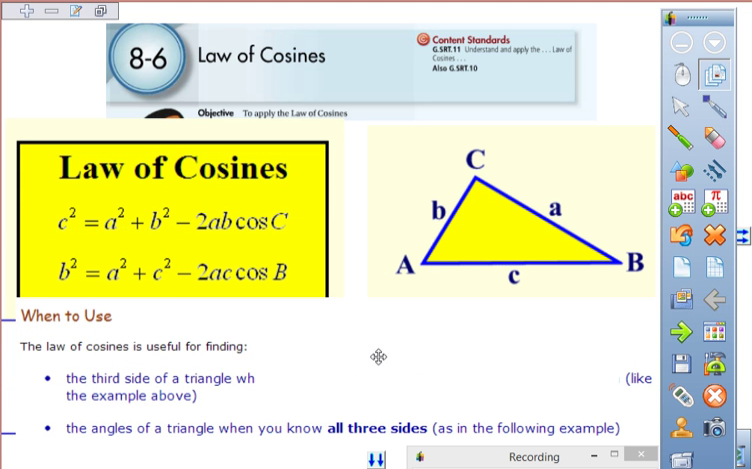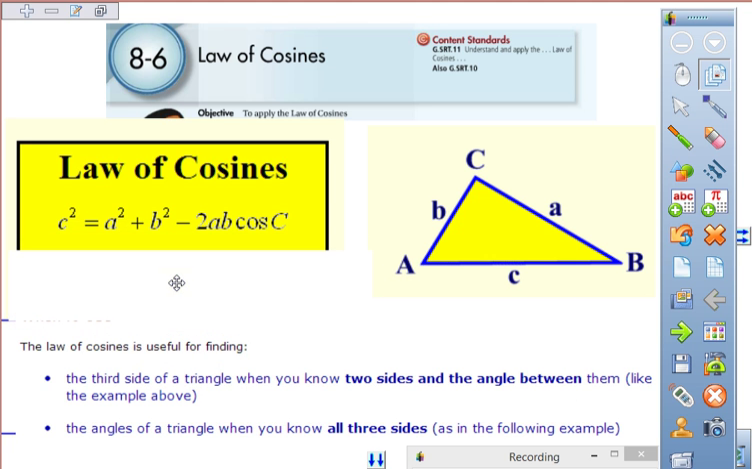I like to focus on the first one because it reminds us of Pythagorean theorem, so that's why I have the others covered up. C squared equals A squared plus B squared reminds us of Pythagorean theorem, and then we subtract 2 times AB times the cosine of C. So we're going to practice using this formula on different kinds of triangles.